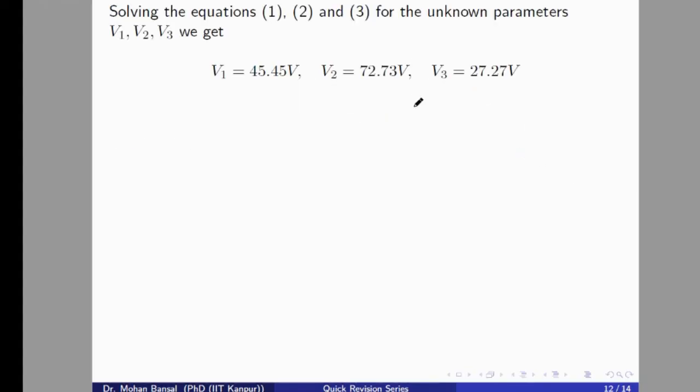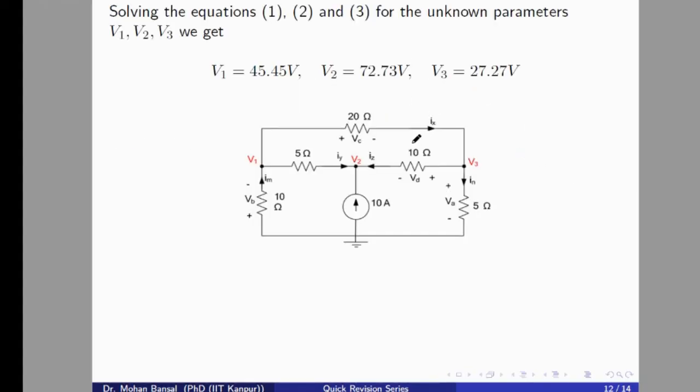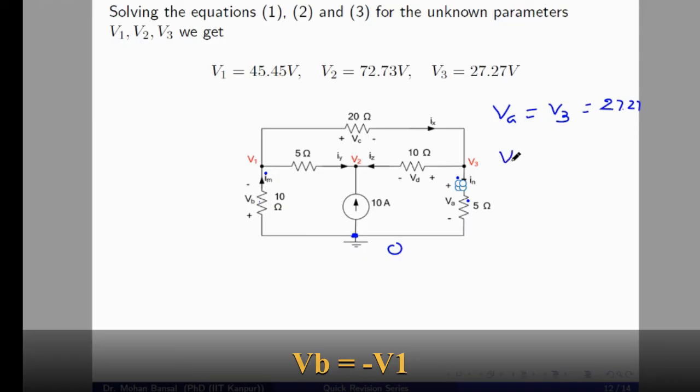After computing the values of V1, V2, V3, what do we have to compute? We have to compute VA, VB, VC, VD, Ix, Iy, Iz, Im, In. So we start from VA. This is the VA, and the node potential at this node is 0. So VA is equal to V3, that is equal to 27.27 volt. VB equal to V1.